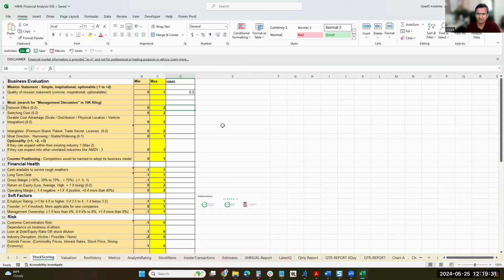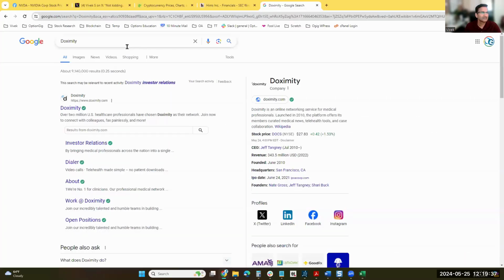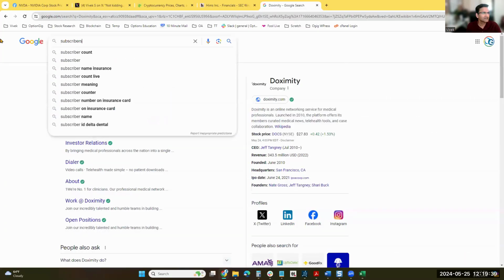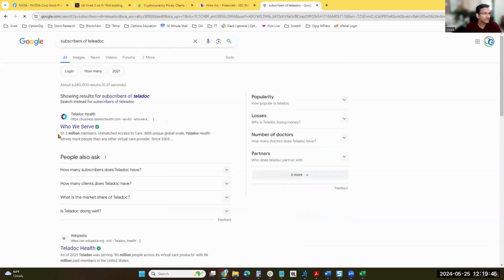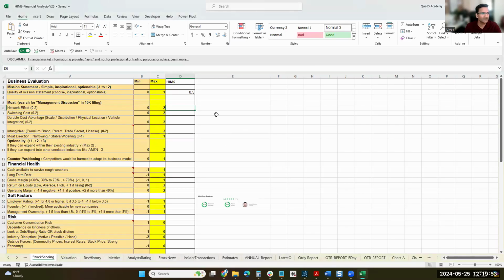But currently they have only 1 million subscribers, right? How many subscribers does Teladoc have? 51.5 million. So I guess they are still just building it. I am not comfortable giving any numbers for moat yet. If you were the first one in the business, there is no competition, maybe I'll give you something. But guys, we have other providers with a much bigger number of subscribers.